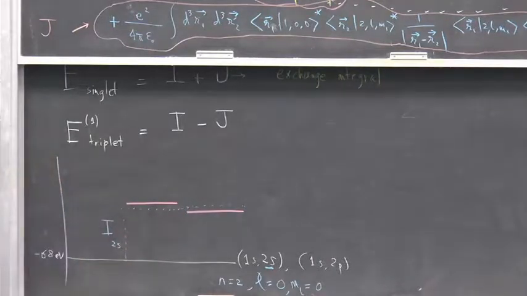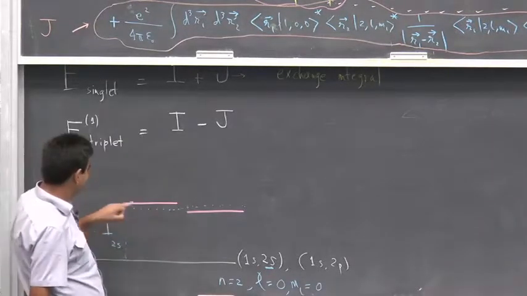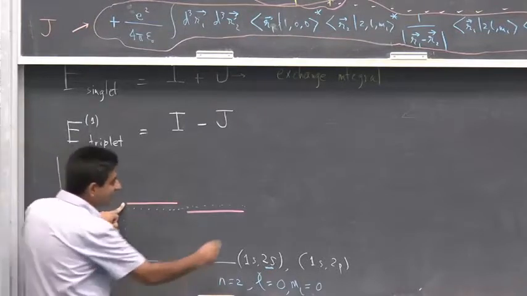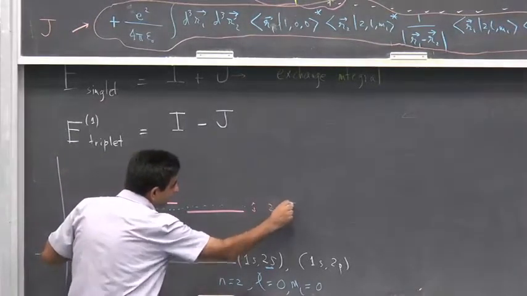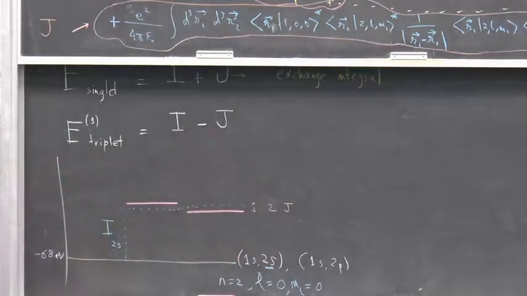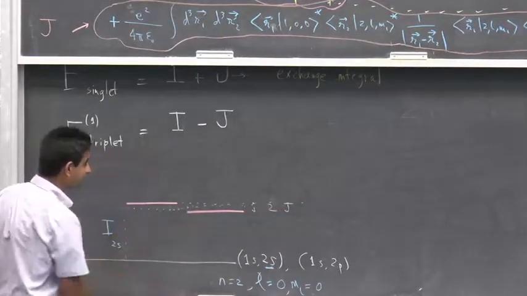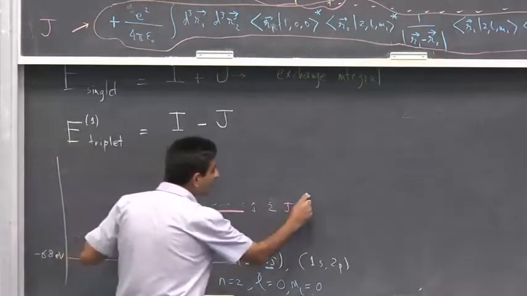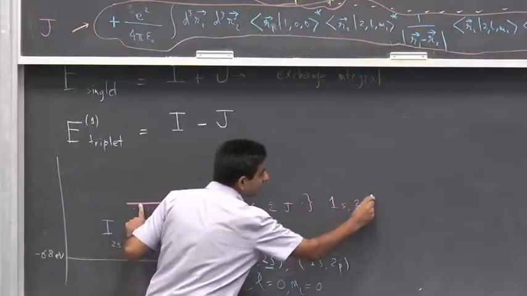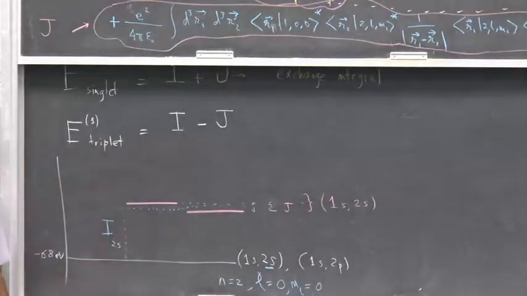And which one of these is lower in energy? The triplet is lower in energy if J is positive here. Okay. So this is the triplet state. This is the singlet state, and this separation here is 2J. Okay, so this is where the second electron is in the 2s state. So both of these represent the 1s 2s states. One of them is a singlet, the other is a triplet.